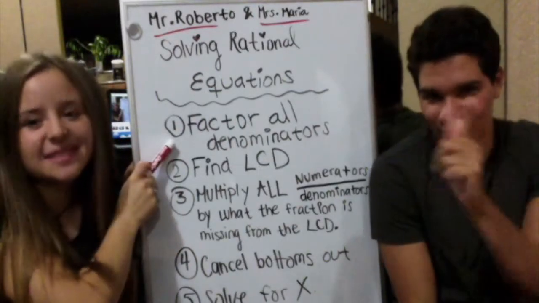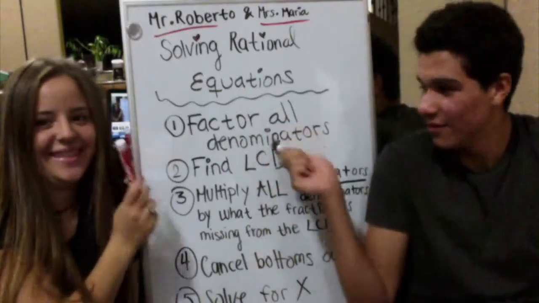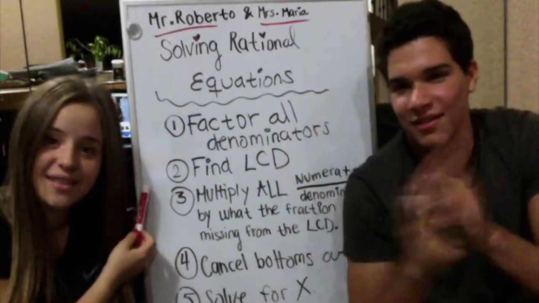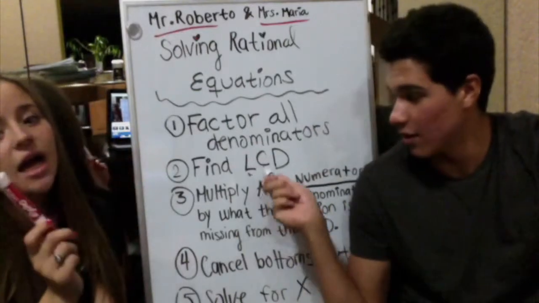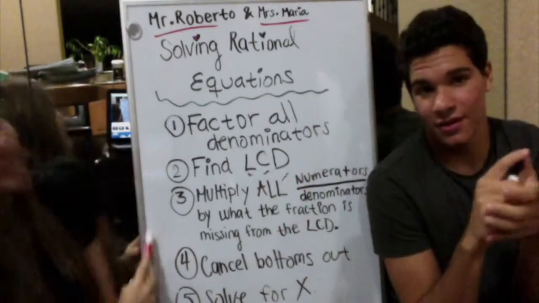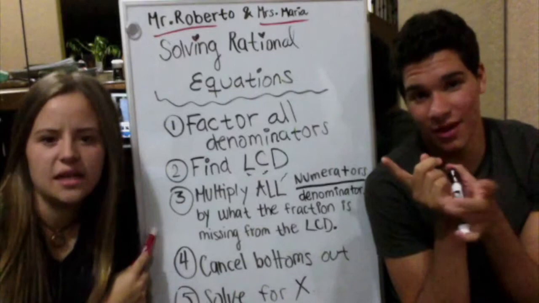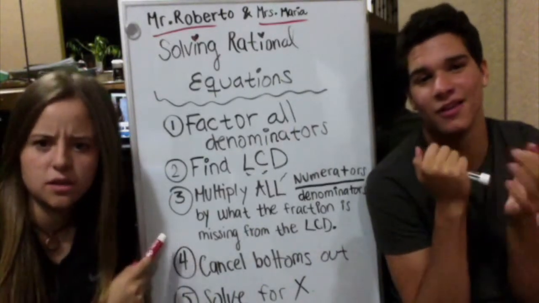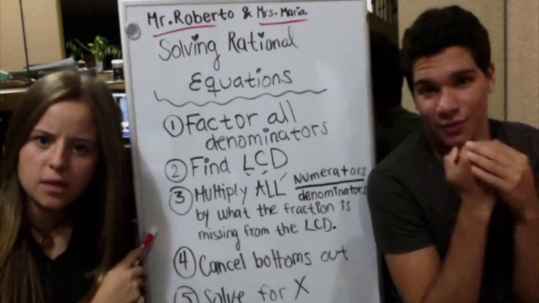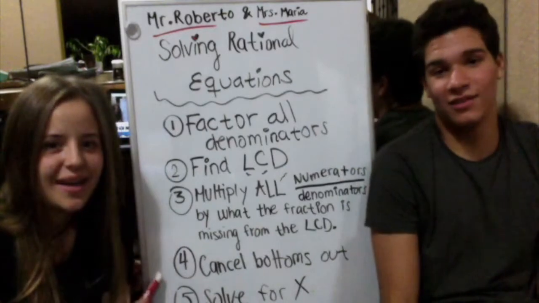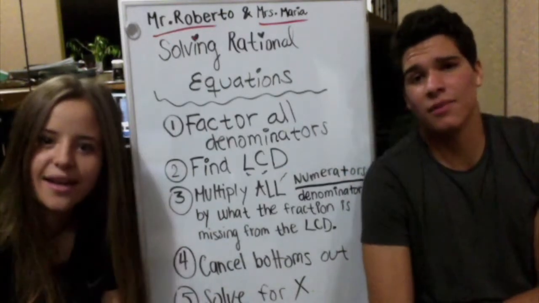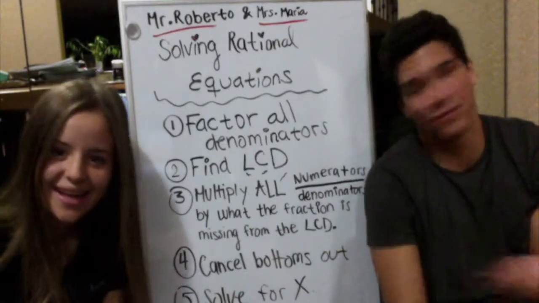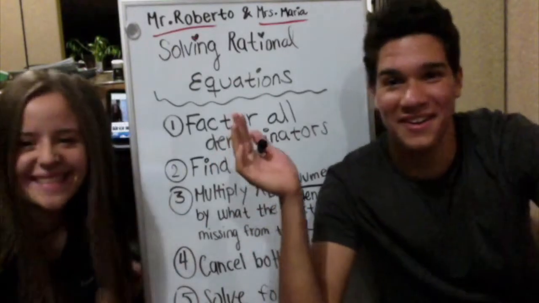So the first step in solving rational equations is to factor all denominators. So make sure you factor all your denominators. Step number 2 is to find your LCD, the lowest common denominator. Number 3, remember to multiply all numerators and denominators by what the fraction is missing from the LCD. Once you have the LCD, cancel the bottoms out. This will give you step number 4. The last step is obviously to solve for x, because what else are we here for? To solve for x, right?